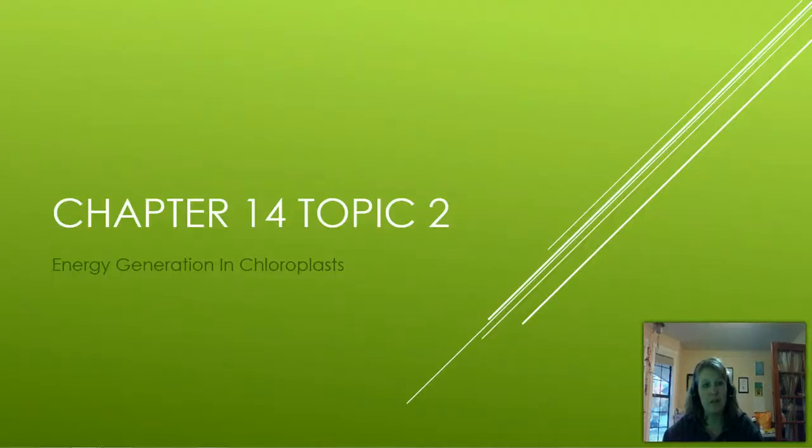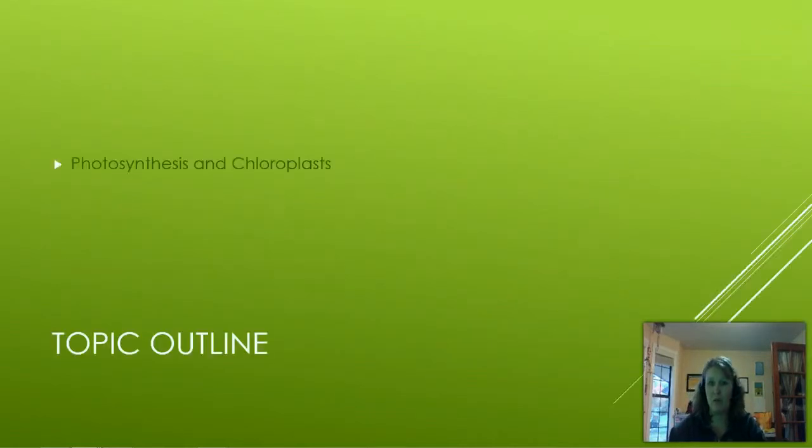Hey guys, welcome to topic 2 in chapter 14. In this topic we're going to talk about energy generation in chloroplasts. This is partially photosynthesis a little bit, but we're going to really talk about how oxidative phosphorylation is used to generate sugar molecules and other molecules that can be used throughout the cell in the plant. So this topic outline focuses on photosynthesis and chloroplasts.